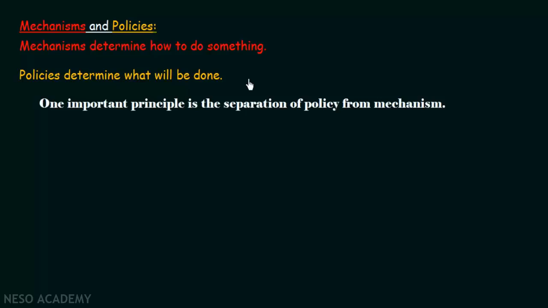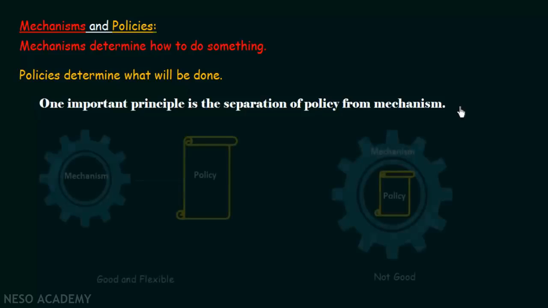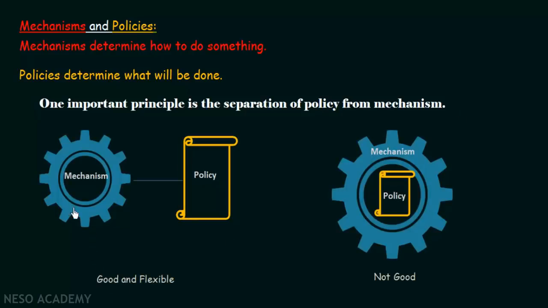So coming back to our operating system, there is an important principle which says that it is always good to separate policy from mechanism. One important principle is the separation of policy from mechanism. Now why is this required? Let us come back to our example of the car again. Let's say that in the first case you have your mechanism and policy separate. Let's see why this is good and why this is flexible.